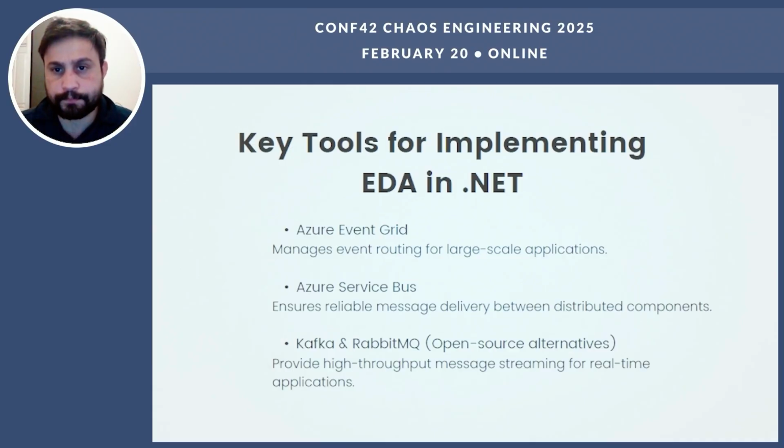Apache Kafka is a distributed event streaming platform that handles real-time event processing at a high scale. It is widely used in big data applications. And the other one is RabbitMQ. It's a lightweight message broker that supports various messaging patterns, making it a good choice for microservices communication. So by using these tools, developers can efficiently implement event-driven architectures while ensuring scalability, reliability, and real-time processing in their applications.